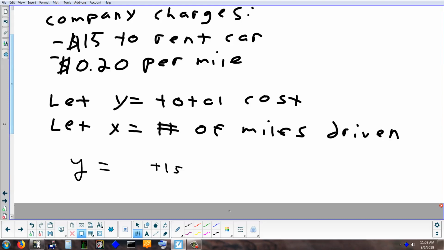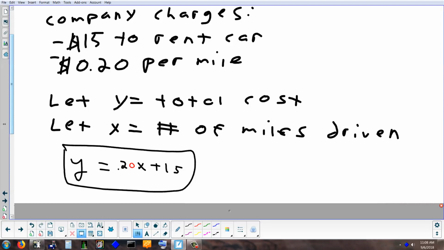But now we have to account for how many miles we drove. Anyone else think they could give me that part? Yep. 0.20x. All right. So now if you drove 100 miles, you take 20 cents times 100 plus the $15, and there's a formula that represents this.